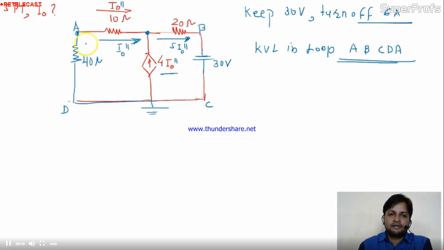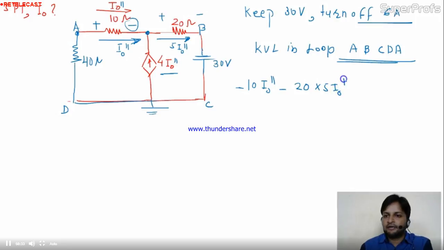See, the value of I naught is flowing like this in the 10. So I'm starting from the A, I'll come to A. So I'm encountered with negative terminal. So this is 10 I naught double dash. Is it okay? Come to this here. Again the drop is same. Minus 20 into 5 I naught, resistance into current.